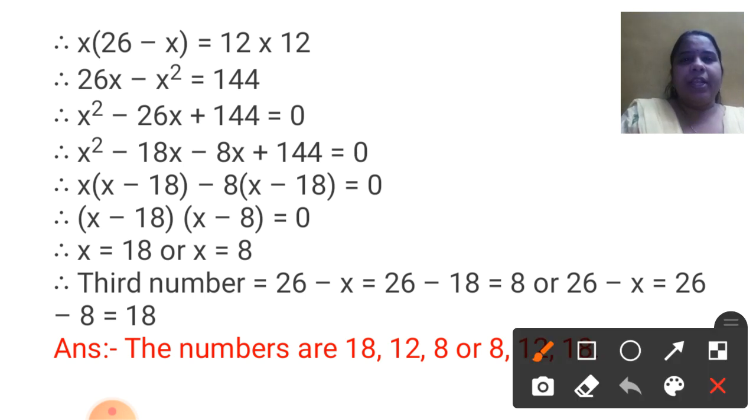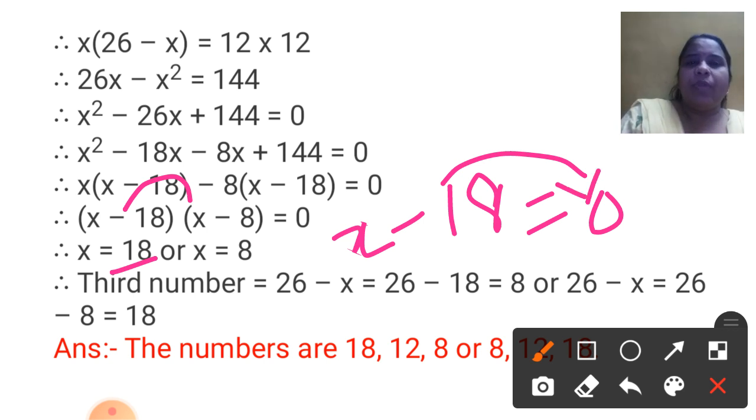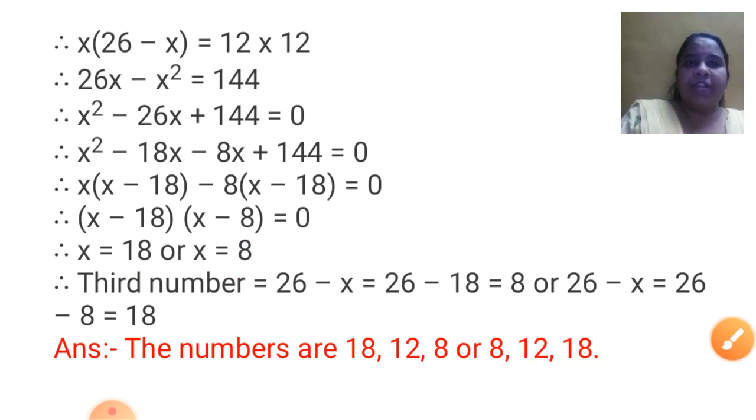So from here this minus 18 can be shifted, it will become plus 18. See, it is x minus 18 is equal to 0, correct? So this minus 18 can be shifted this side and we will get x is equal to 18. Same way, x minus 8 is equal to 0, right? So minus 8 can be shifted this side, it will become 8. We have learned factorization in 8th standard and we have solved factorization sums. So this is based on exactly the same way you used to factorize, right? So you get two values.